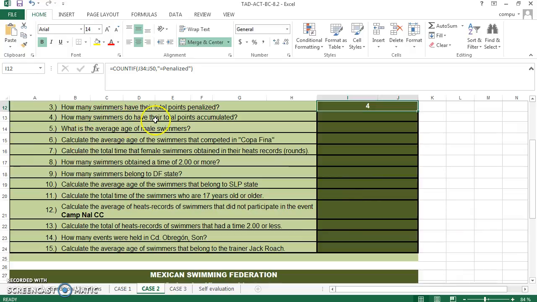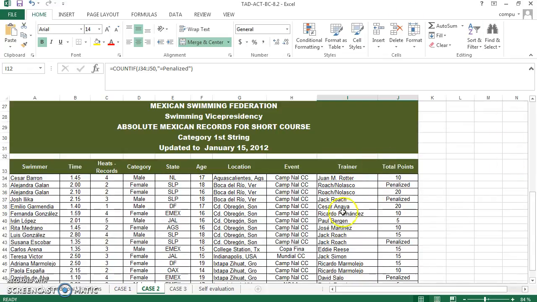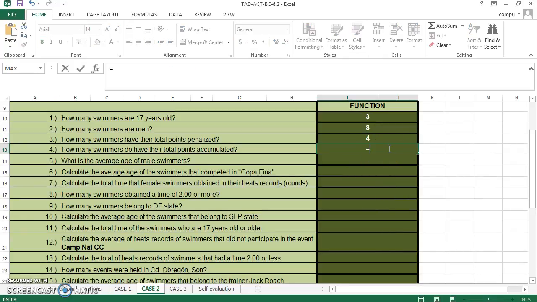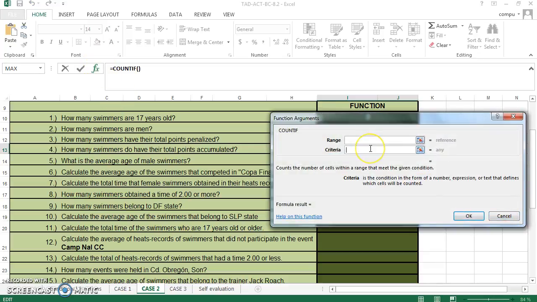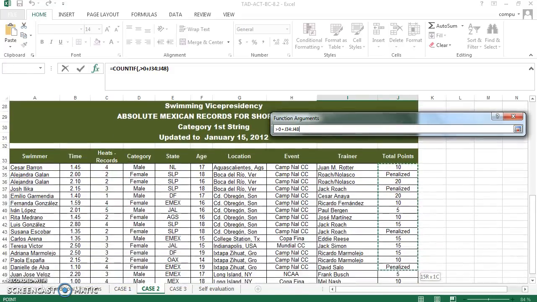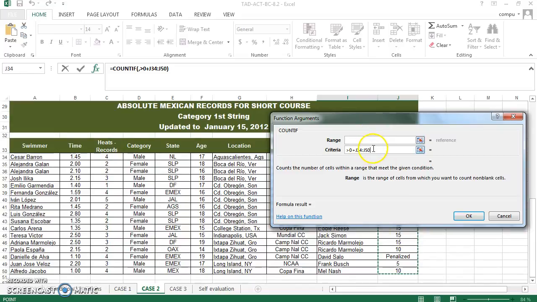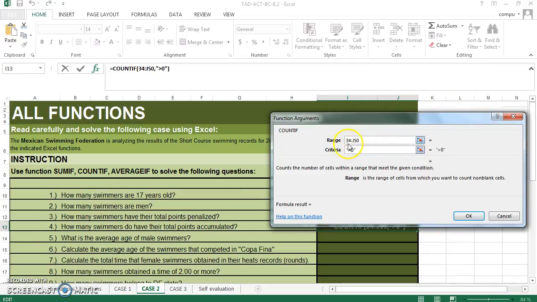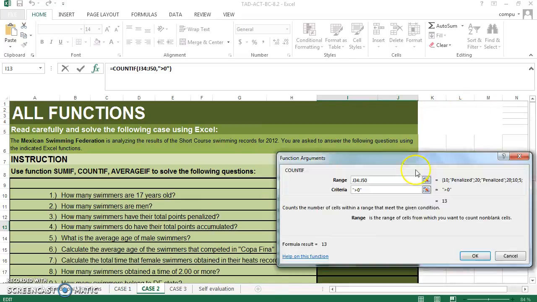How many swimmers do have their total points accumulated? So we check at the total points, and that means they should have more than 0. So equals to COUNTIF, open parenthesis, and then my criteria is greater than 0, and the cells to look for are in column J. Okay. The answer is 13.